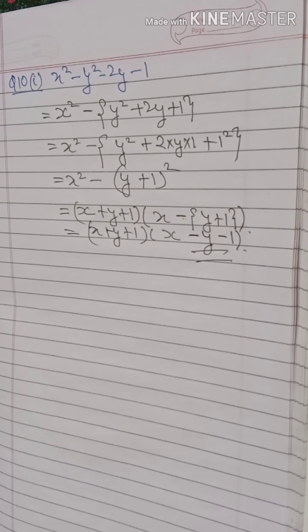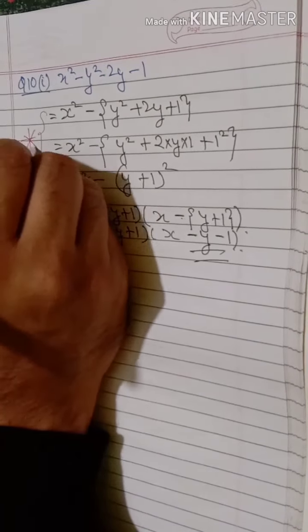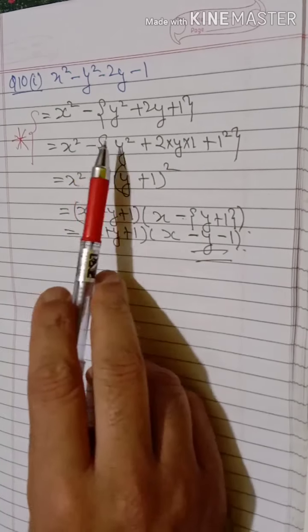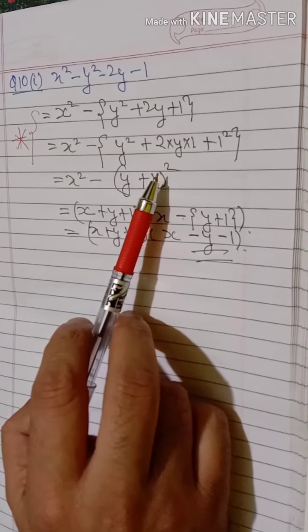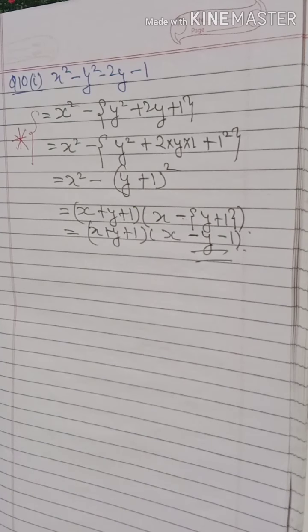I believe that the most important step of this entire sum are these two steps, wherein we have manipulated the second part of the question as y plus 1 whole square. I hope the solution to this question is clear to you. So let us take one more example of a similar type, similar to question number 10 Roman 1, so that the concept becomes very clear to you.